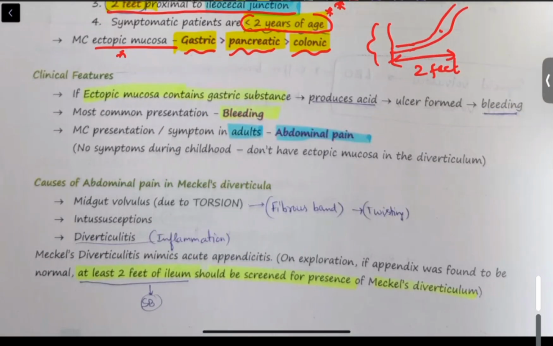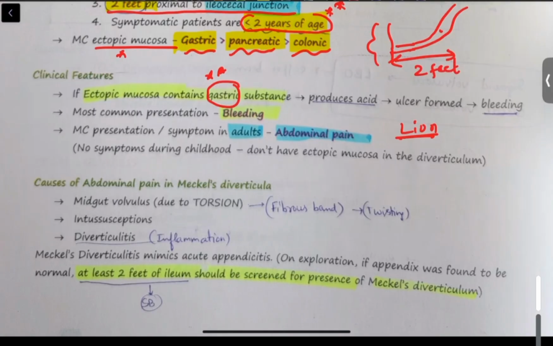One, if this ectopic mucosa is from gastric, which is most commonly from gastric, it is like a lion in a herd of sheep. Okay, so a lion won't forget its job. Similarly, gastric tissue won't forget its job. Even present in Meckel's diverticulum, even present in a small intestine, it will start secreting acid.